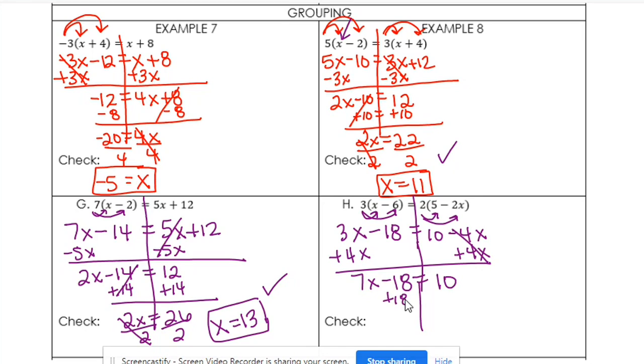Then I'm going to add 18 because I want to move the constant that's on the same side as the variable. So I get 7x equals 28. Last step, divide by 7, and 28 divided by 7 is 4. x equals 4. All right? I hope you did well. Go back and rewatch the video if you need to.